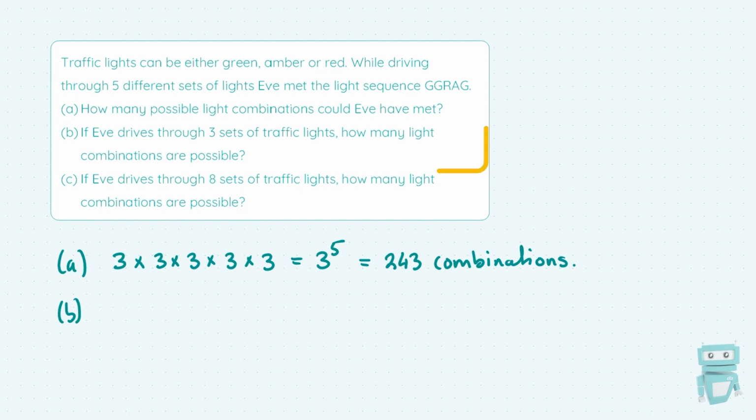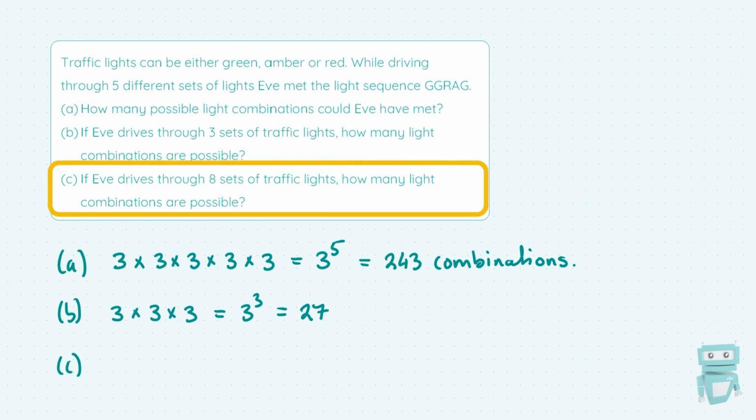Looking to part B, I'm told if Eve drives through 3 sets of traffic lights, how many light combinations are possible? So she meets the first set of lights, there's 3 options. The second set of lights, there's 3 options. And the third set of lights, there's 3 options. So it's 3 by 3 by 3, which we know can be written as 3 cubed, which is going to be 27.